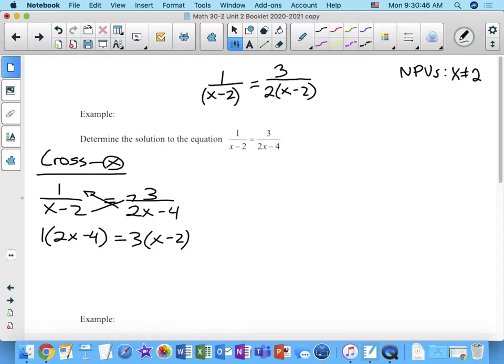Does that make sense? Okay. So we end up with 2x minus 4 equals 3x, and then we've got to distribute, so 3x minus 6. And so now if we collect our x's on one side, let's say I collect my x's on the left, so I'll subtract 3x from both sides. Which means I need to bring my numbers to the right side, so I'll add 4 to both sides.